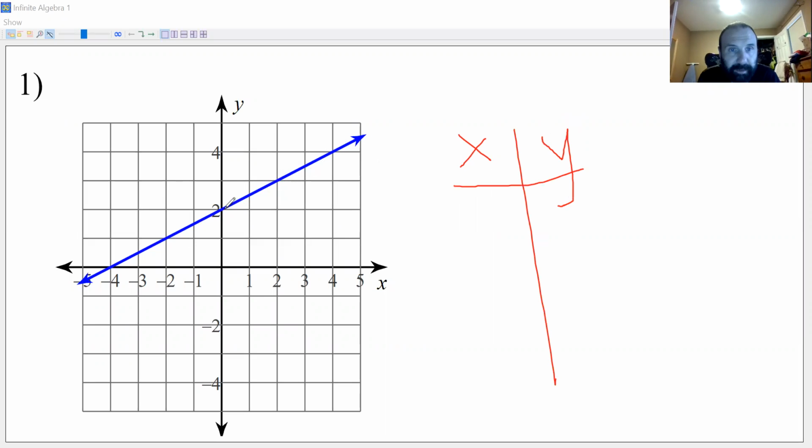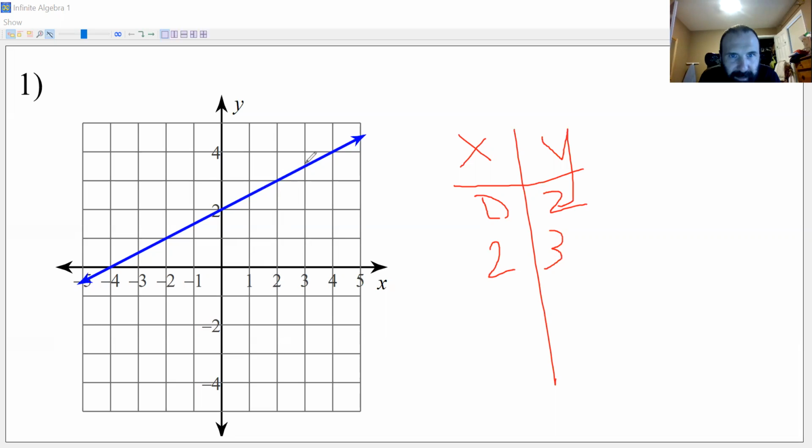pick them. So I'm going to start with this one right here because it's an easy one to see it crosses. And X is 0 and Y is 2. So 1 point on this line is 0, 2. This is kind of in the middle, so I'm not exactly sure what that is, but this point is right on the corner. So I'm going to go 2, and it looks like the Y value is 3. So 2 and 3. So another point on this line is 2 and 3.